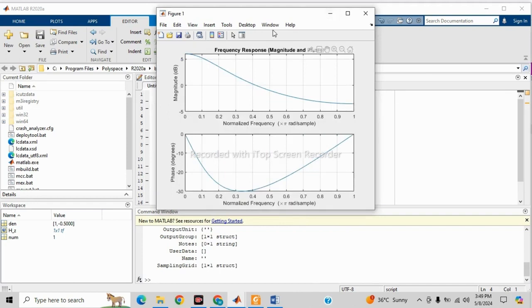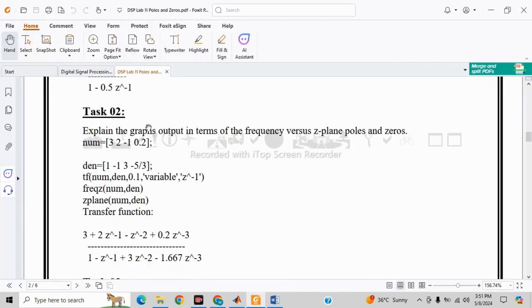And here is the frequency response. That is the magnitude response in dB, decibels, and here is the phase response in degrees. So next is task number 2. Explain the graph's output in terms of the frequency versus z-planes, poles and zeros.